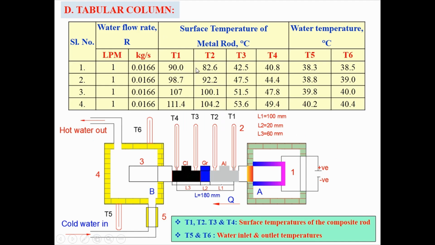What is T1? 90, T2 82.6, T3 42.5, T4 40.8, T5 38.3 and T6 38.5, where T1 to T4 represent the surface temperatures of the composite rod, whereas T5 and T6 represent the water jacket temperatures, where T5 is the water inlet temperature and T6 is the water outlet temperature. So you have to take all the readings like this.